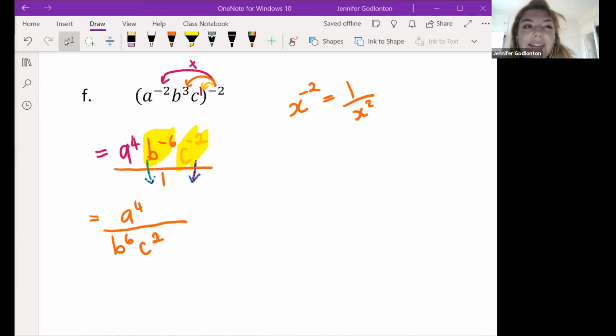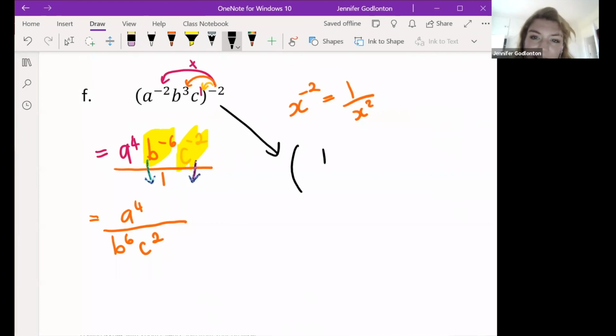Is there any way of doing this as a fraction? Yeah, there's a different way of doing this as a fraction. From here it would be more complicated. You could write it as a fraction, so say 1 over a to the negative 2 b cubed c, and then that would all be to the power of 2. But I think that would be more complicated. That would be the only other way we could go about that one.